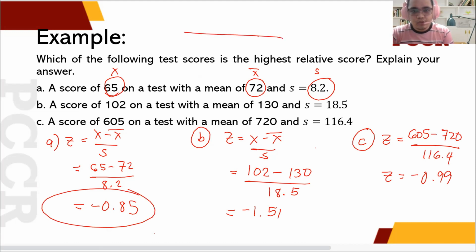Since we're dealing with the highest relative score, the answer is letter A. Why? If you draw that on the normal curve, we know that this is 0. Since they are all negative, the one closer to 0 is the higher one. Okay, so negative 1.51 is the lowest there, followed by negative 0.99 and negative 0.85. So the answer is A.